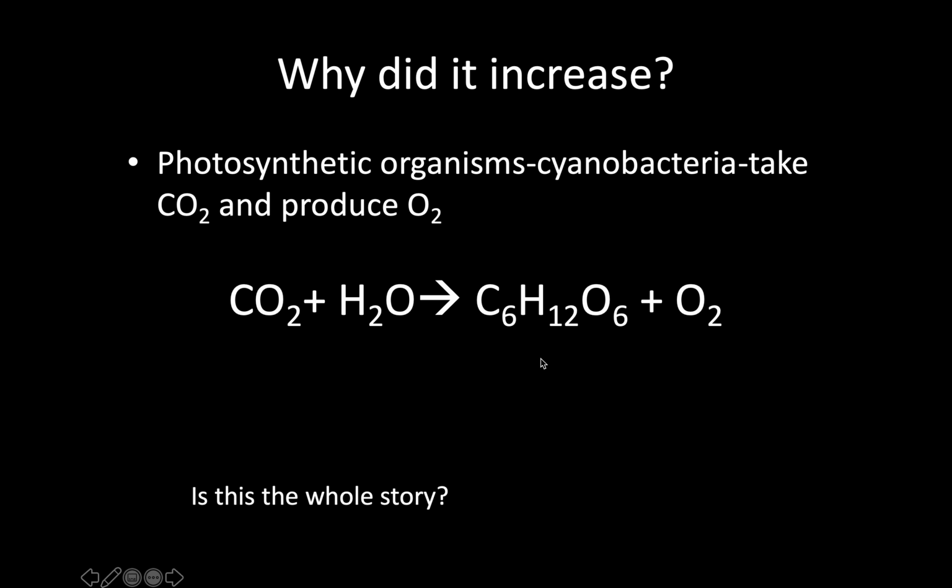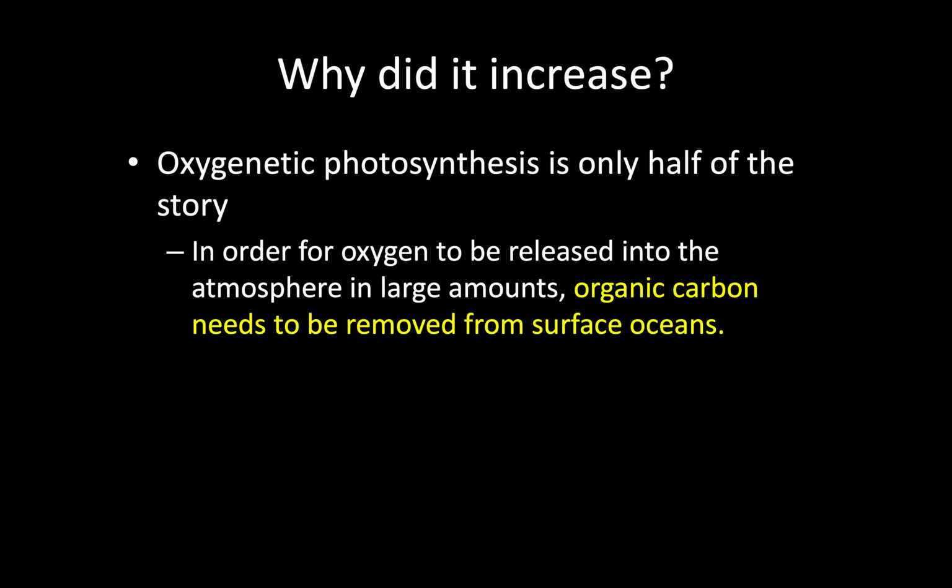But just remember that things like C6H12O6, we can reduce. We can reduce each of these numbers by 6 because they're all divisible by 6. So we can make that CH2O and it would mean the same thing, okay? Don't forget that. So oxygenic photosynthesis is only part of the equation here. Something else had to happen for all of this oxygen to increase. For oxygen to increase in a large amount, to get anywhere near humans needing to breathe, we need to remove organic carbon from the oceans.